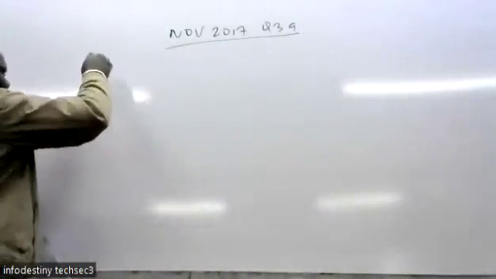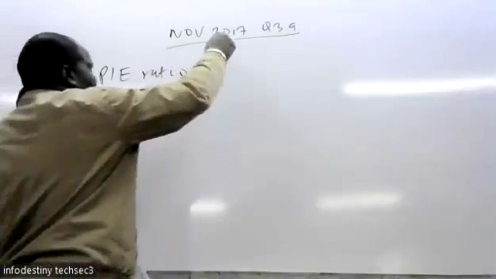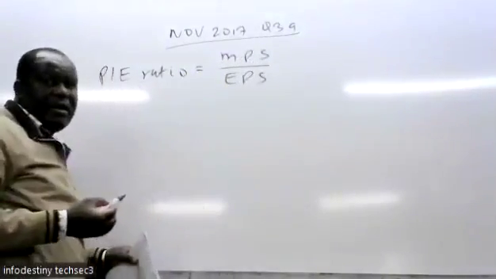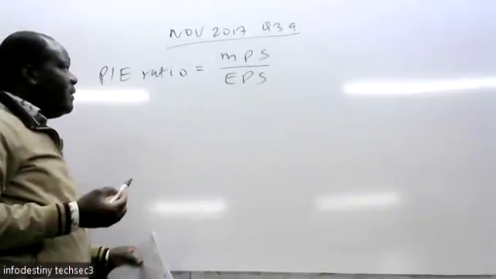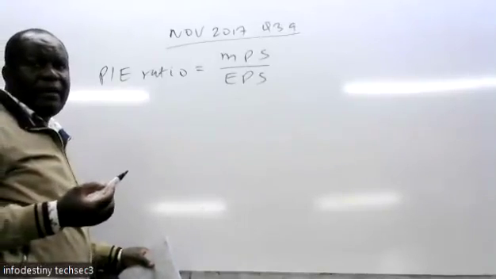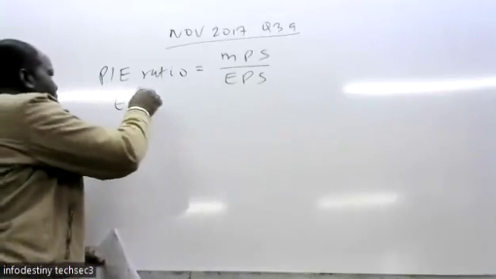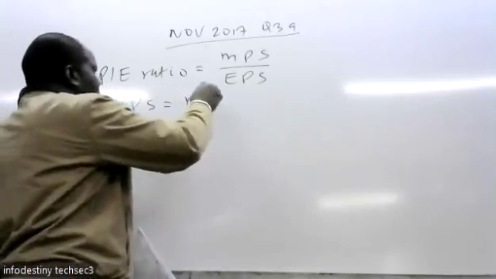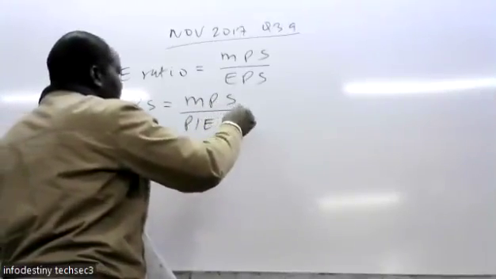So the price earning ratio is given by market price per share divided by the earnings per share. So we make earnings per share the subject. Making earnings per share the subject, it will be the market price per share divided by the price earning ratio.